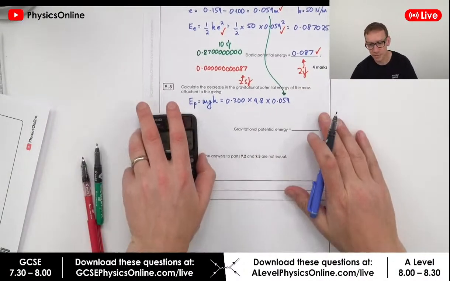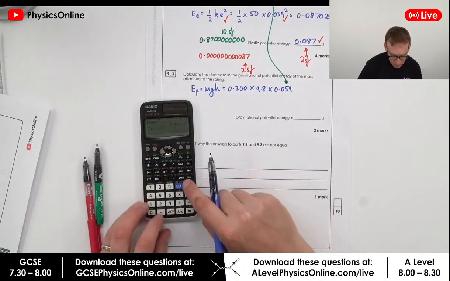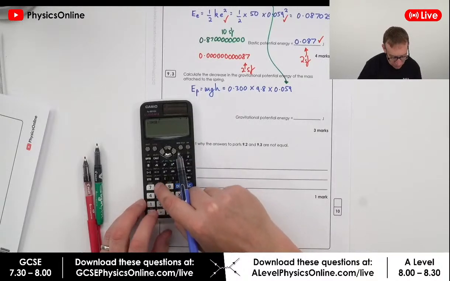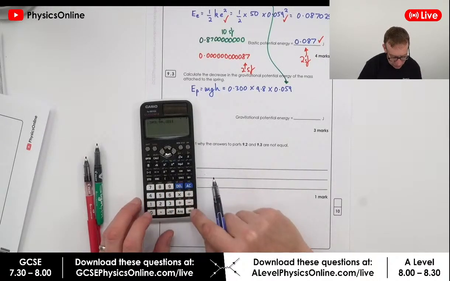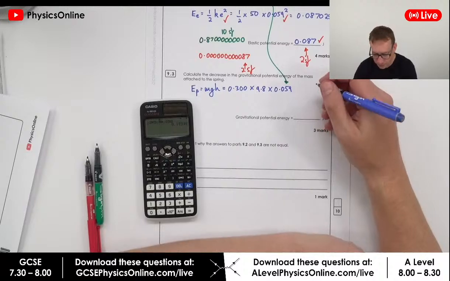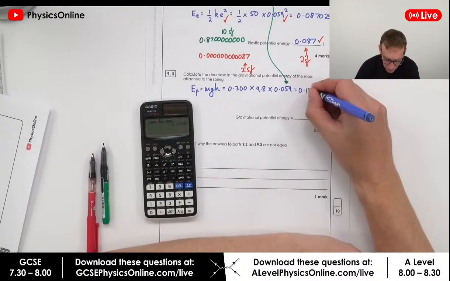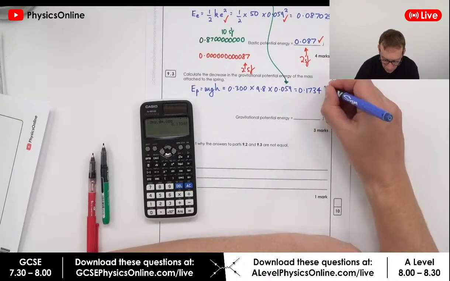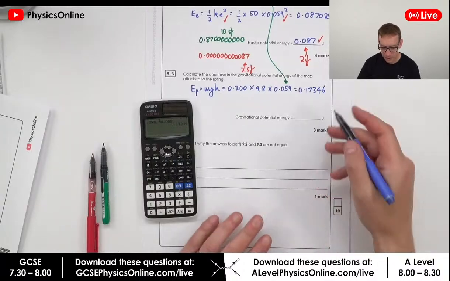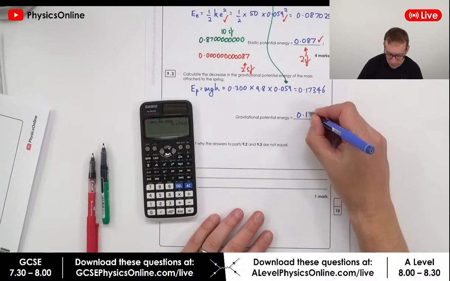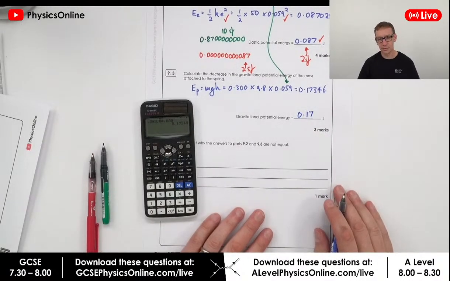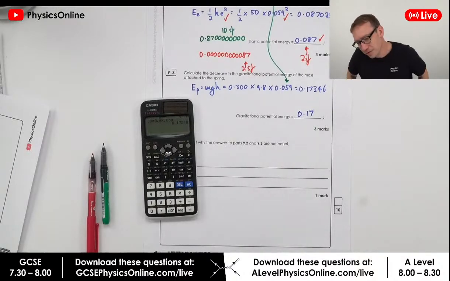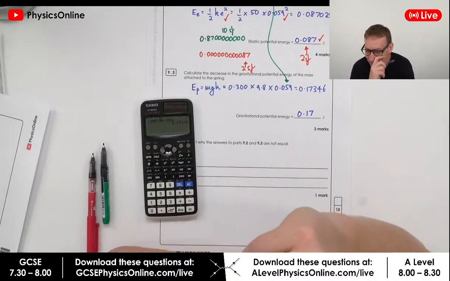And again, we just need to put the numbers in. So 0.3 times 9.8 times 0.059 is equal to 0.17346. So the gravitational potential energy is 0.17 joules.